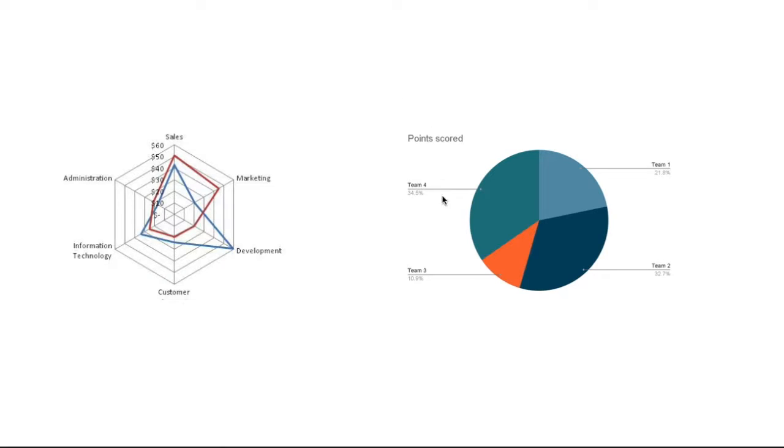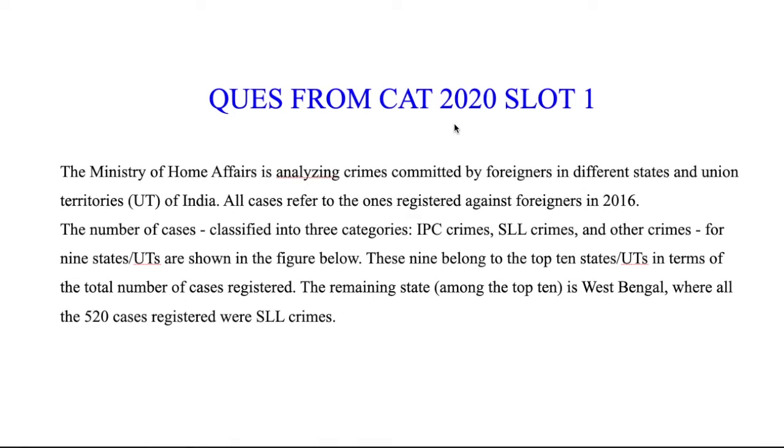Here are some other forms where data is given, like a pie chart, or this one, which is called a spider chart. We can see this spider chart in many exams too. So coming to the question, this question is from CAT 2020 slot 1. Let us have a look at the question.